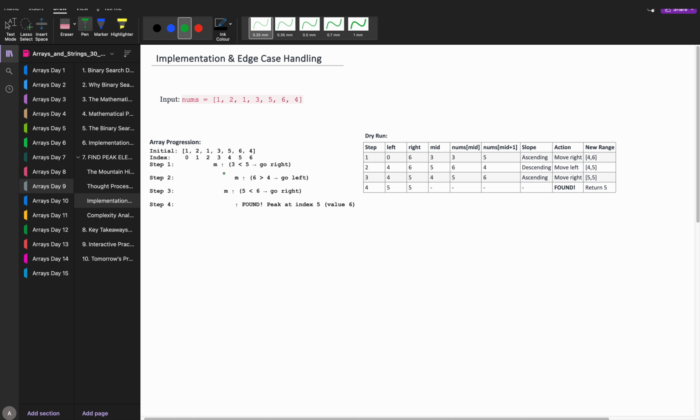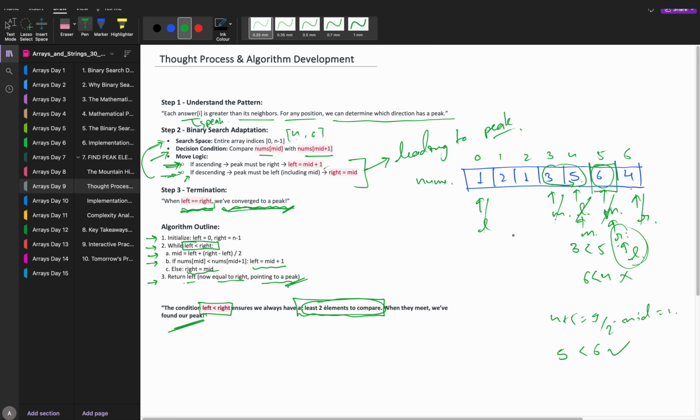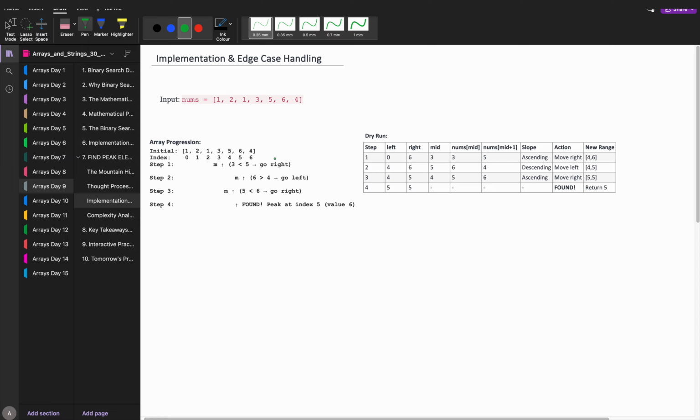So again, I think I don't need to take you through this. I have already done it here in the thought process. But for the notes, you can later revisit this, or in the video you can revisit this. Step 1: left was at 0, and right was at the last index, which was 6. Indexes 0 1 2 3 4 5 and 6, left and right, as you can see here. So first mid was at third index. Item is also 3, and mid plus one item is 5. 3 less than 5, go to right. How did we move right?